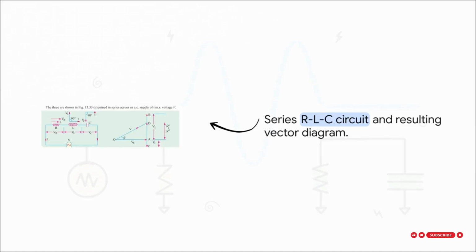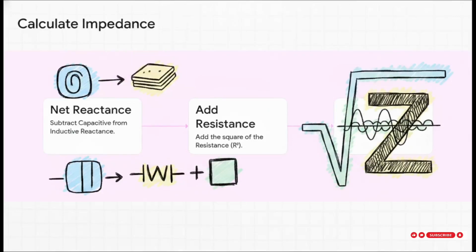It's brilliant. To figure out exactly how much this combined circuit is slowing down our current, we calculate something called impedance, which we represent with the letter Z. Think of impedance as the ultimate AC speed bump. It's just 3 quick steps. First, you find the net reactance by subtracting capacitive reactance from inductive reactance. Second, you square that number and add it to the square of the resistance. And third, just take the square root of that whole shebang to find your total impedance.